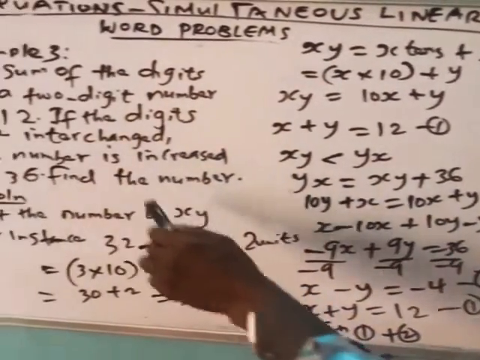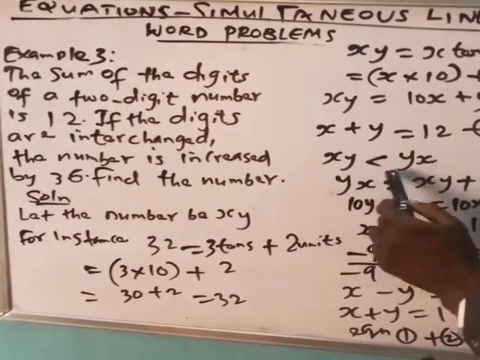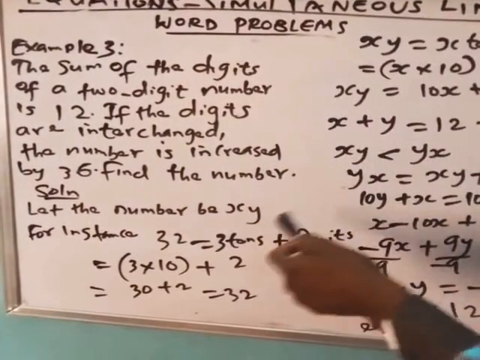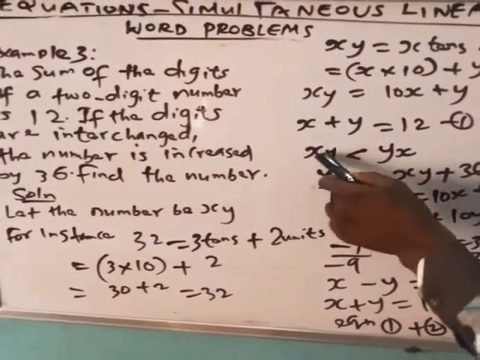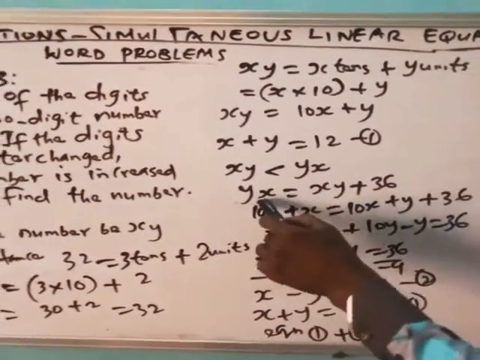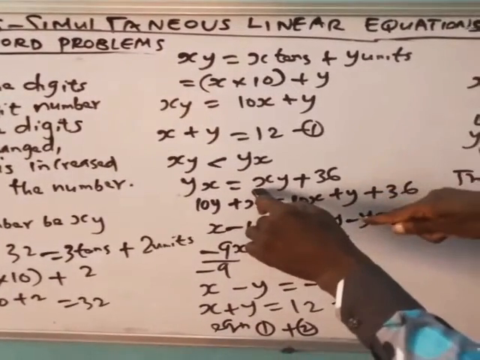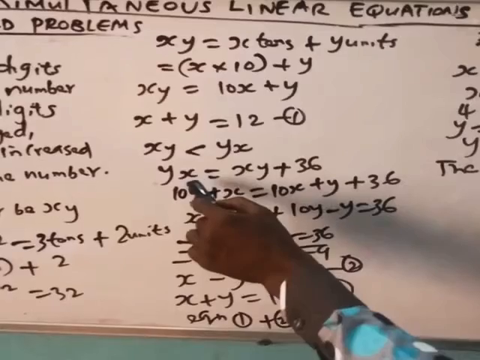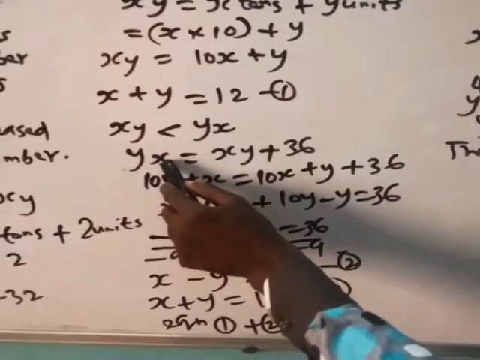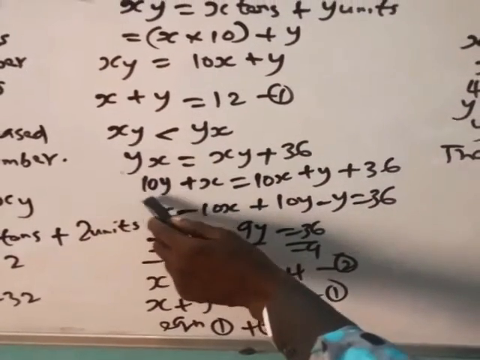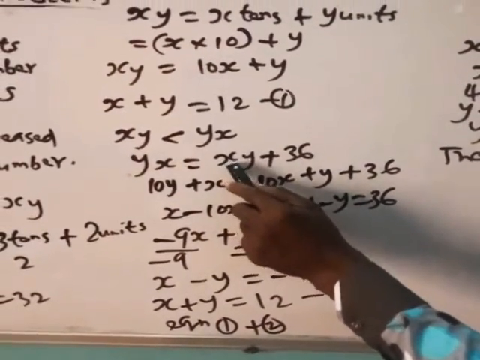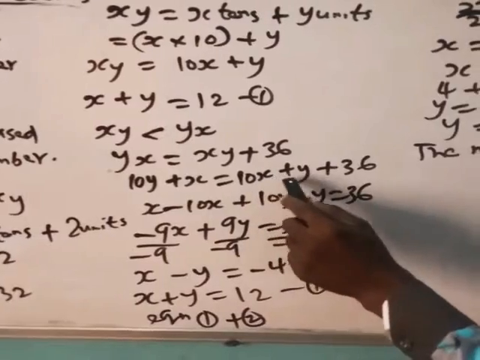If the digits are interchanged, when you interchange the digits, it becomes yx. What happens if you interchange the digits? The number is increased by 36. That means the new number is greater. That means the first number is lesser. So if the new number is greater than the original number, to get the new number you have to add 36 to the original number. So that's why you have yx is equal to xy plus 36. Now you expand this. x units and y tens. y tens is 10 times y, that's 10y, plus x units is equal to x tens, 10 times x, that's 10x plus y plus 36.